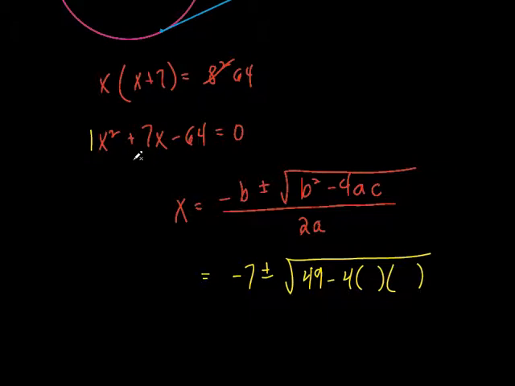What is the a over here? The a is the 1. All right, and what's the c? It's negative 64. This is a, this is b, and this is c. That's all you do. It's just plug and chug, right? Over 2 times a. Yep. 2 times a. 2 times 1, which is just 2.